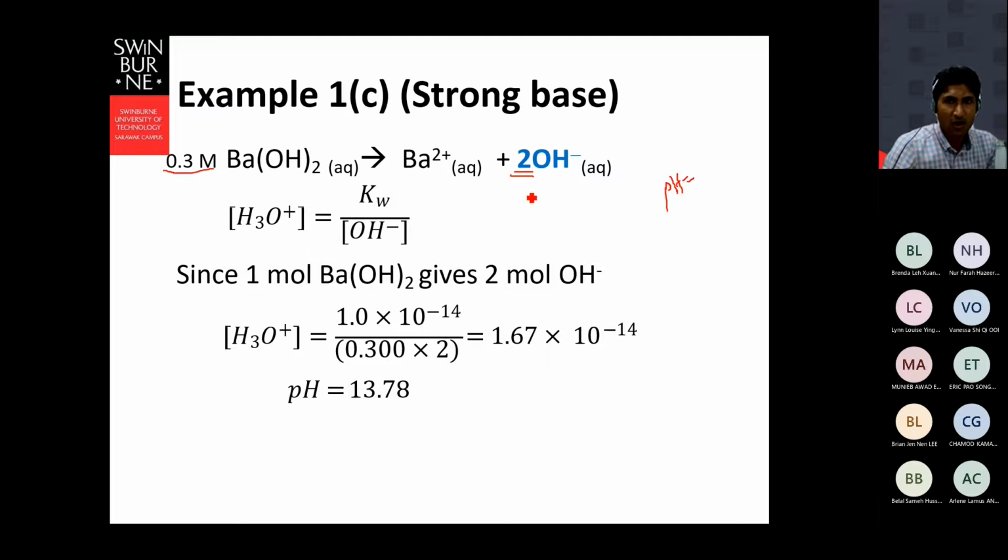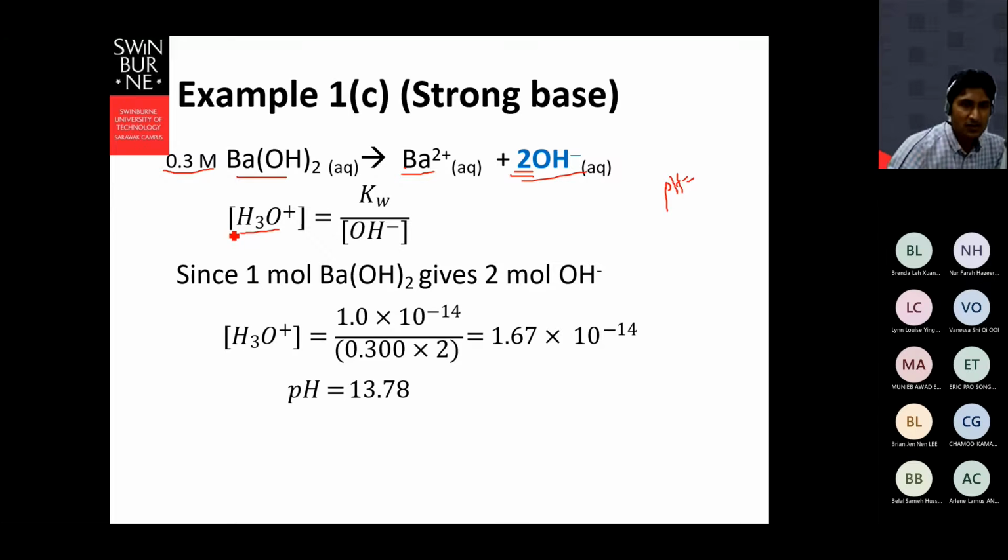pH is the negative log of hydronium ion, sorry, hydrogen ion concentration. But there is no hydrogen ion here. This is barium hydroxide, this is barium, and this is hydroxyl ion. There is no H plus or H3O plus. But we can find it, because Kw is equal to hydronium ion times hydroxyl ion. So from that relation, we can find it this way.